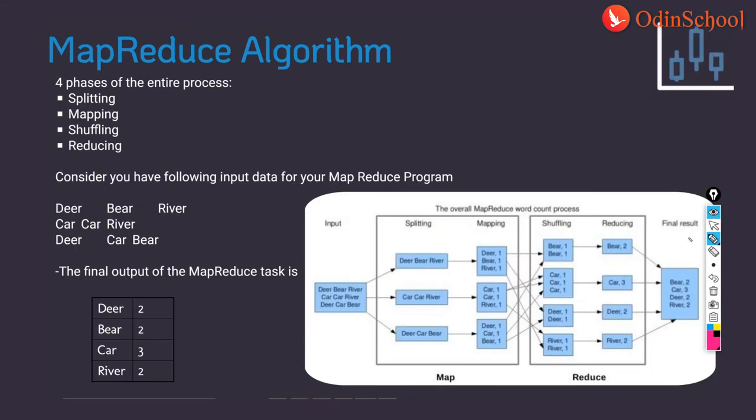So I'm going to explain the MapReduce algorithm with a classic word count example. This is our word count explanation: what exactly is the word count problem? You will have a file with a list of words. For example, your file is: deer, bear, river, car, river, deer, car, bear.